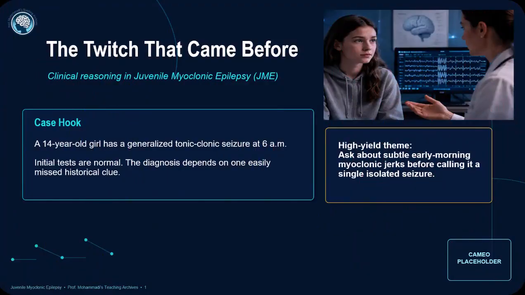Welcome to this teaching presentation on juvenile myoclonic epilepsy, or JME. We will begin with a clinical scenario because JME is often recognized or missed through careful bedside reasoning. A generalized tonic-clonic seizure may be the dramatic event that brings the adolescent to medical attention, but the most important diagnostic clue may be something much smaller, a brief morning twitch that the patient never thought was a seizure.